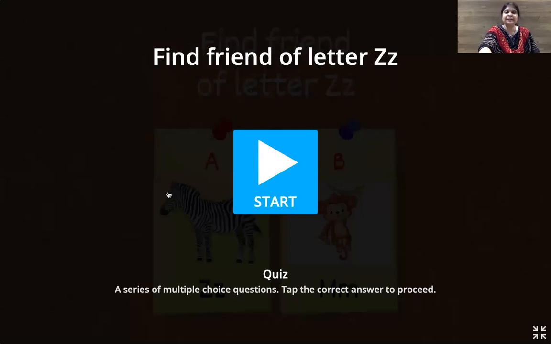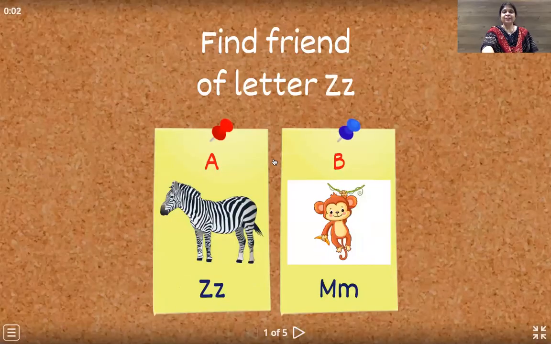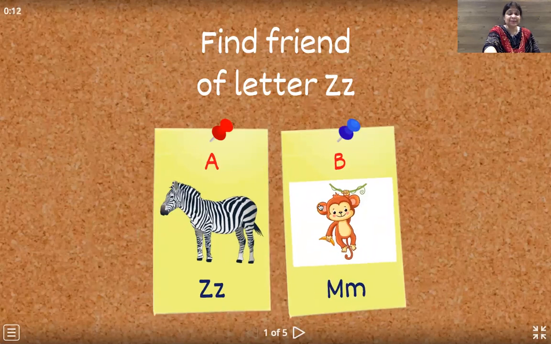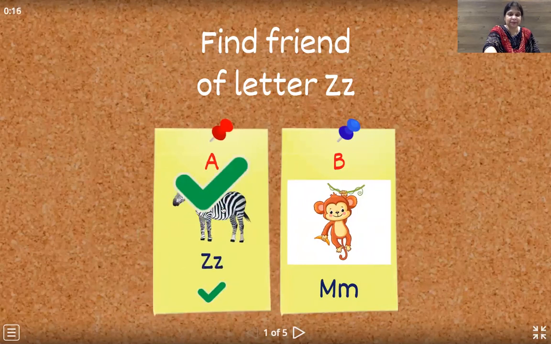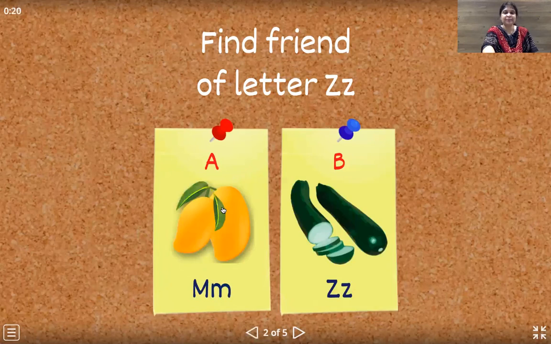That's right. A series of multiple choice questions. And what are we going to do? We are going to tap the correct answer to proceed. So let's start the game. So children, here we have to find the friend of letter Z. So who is the friend of letter Z? Zebra or monkey? That's right, it's zebra. So let's tap on zebra. We got it right.